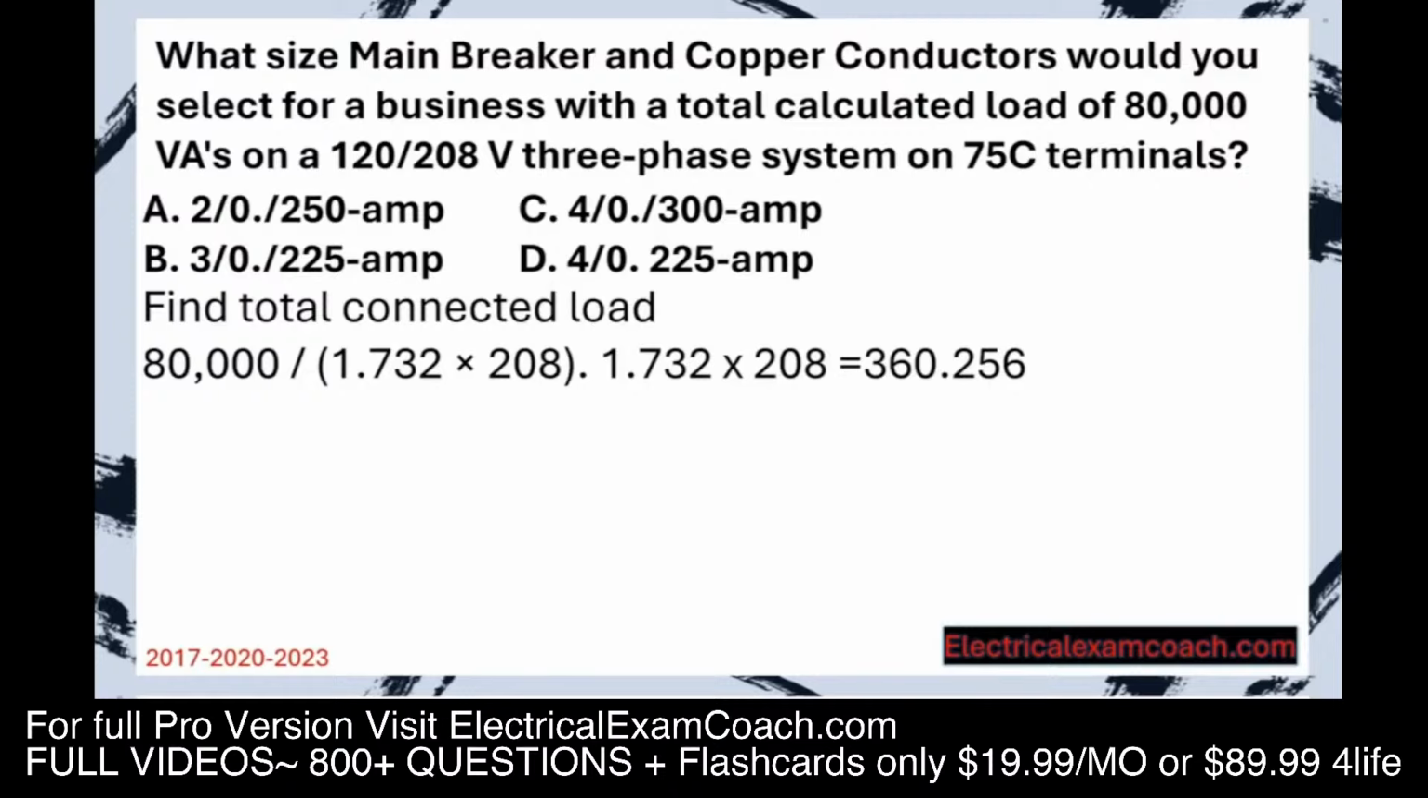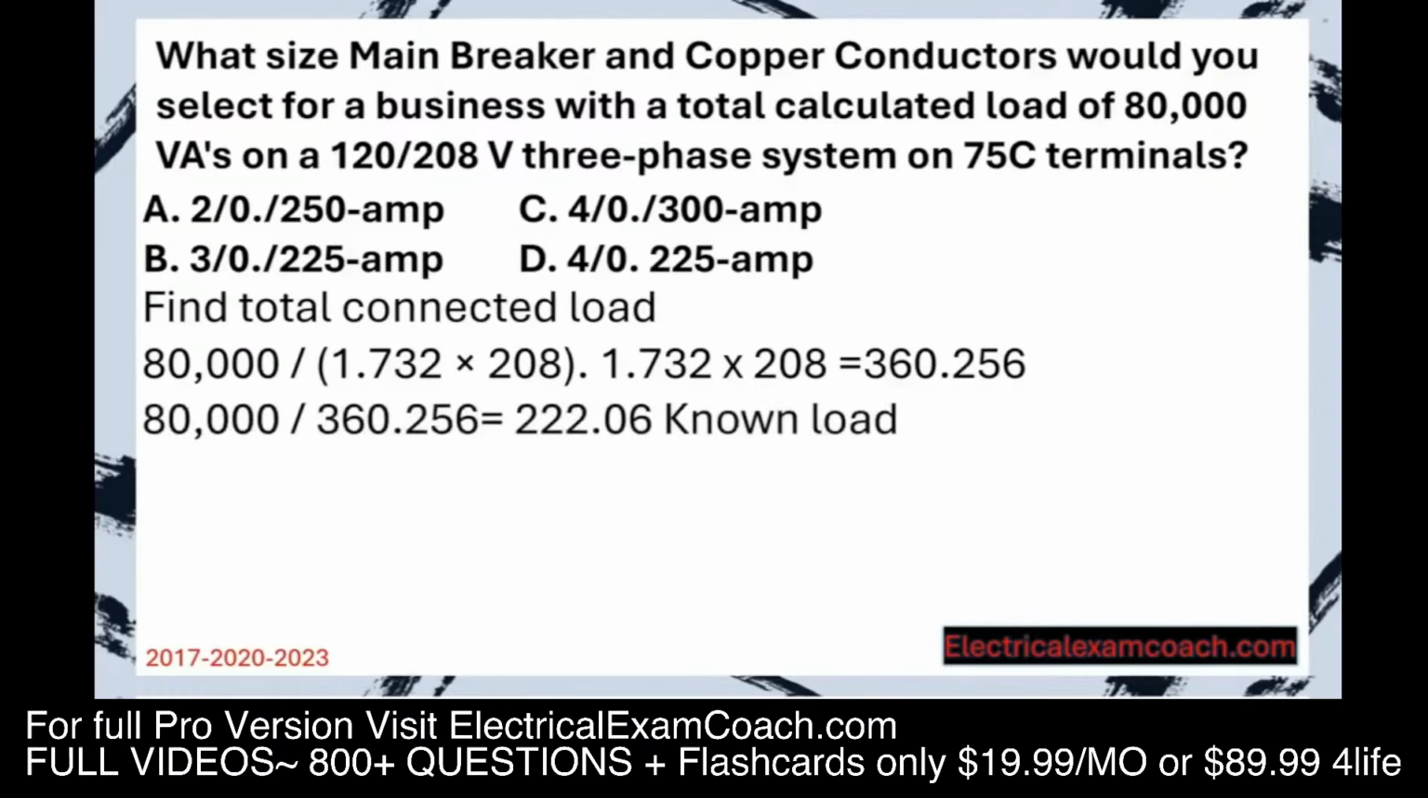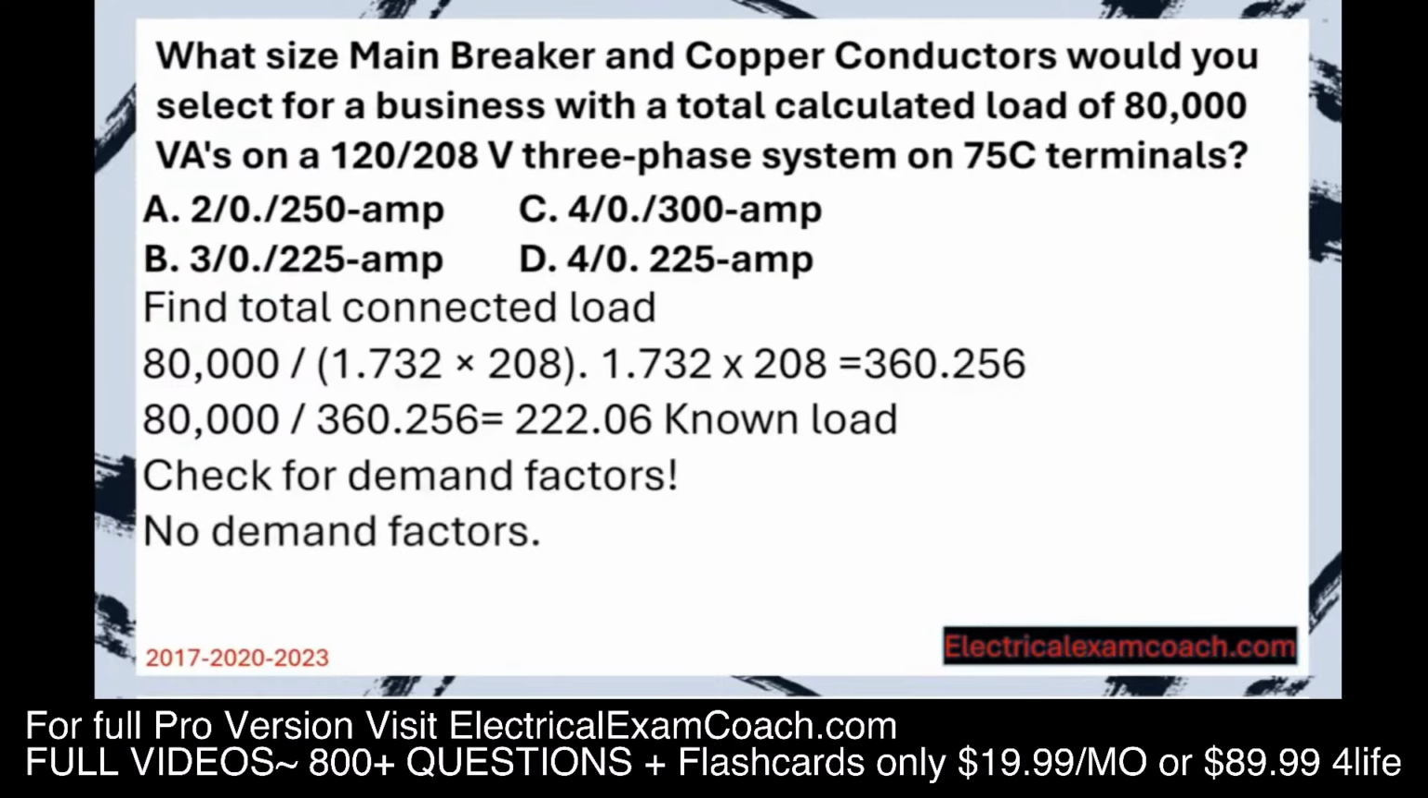We take 1.732, we multiply it by our system voltage, which is 208, and that gives us that 360 value. Now we can divide just like normal. We take the 80,000 VAs, divide it by the 360, and that gives us a 222 amp known load by which we can size our breaker and our wire by. But first, we must check for demand factors. In this case, there are no demand factors, so we can size like normal.